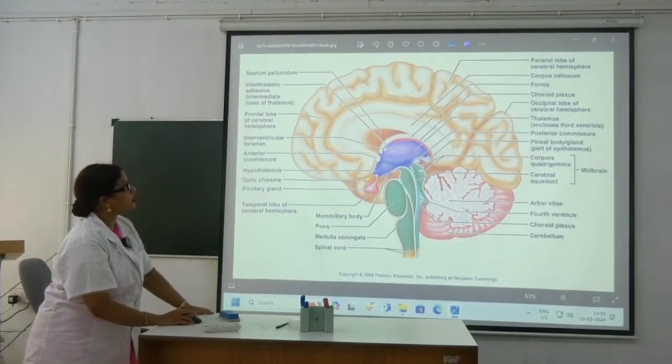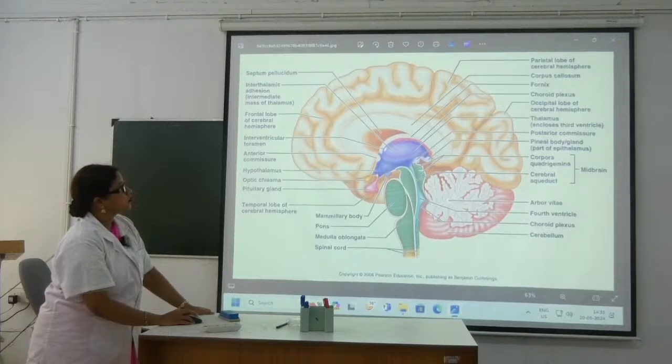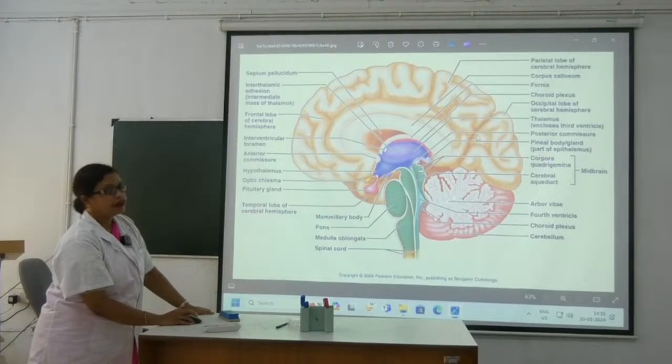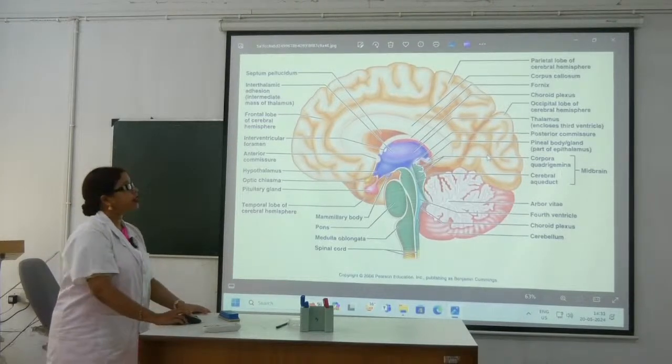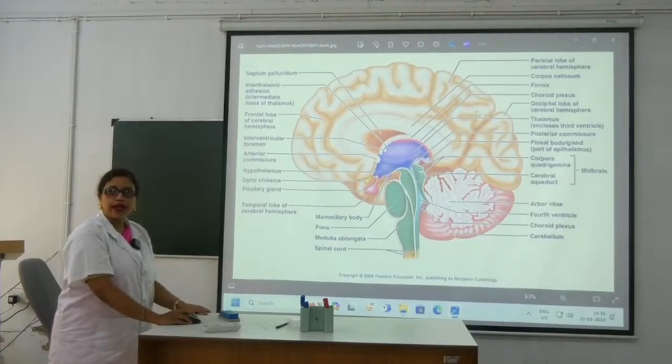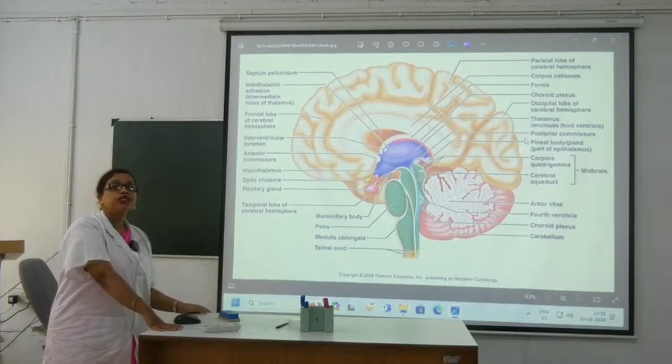Which one is which sulcus, tell me? What is this? This is the parieto-occipital sulcus. Which one is the calcarine sulcus? This one. Okay, now see, what did I call this? Precuneus. This place is quadrilateral, but here you are getting one triangular space, isn't it? So this triangular space is known as cuneus.